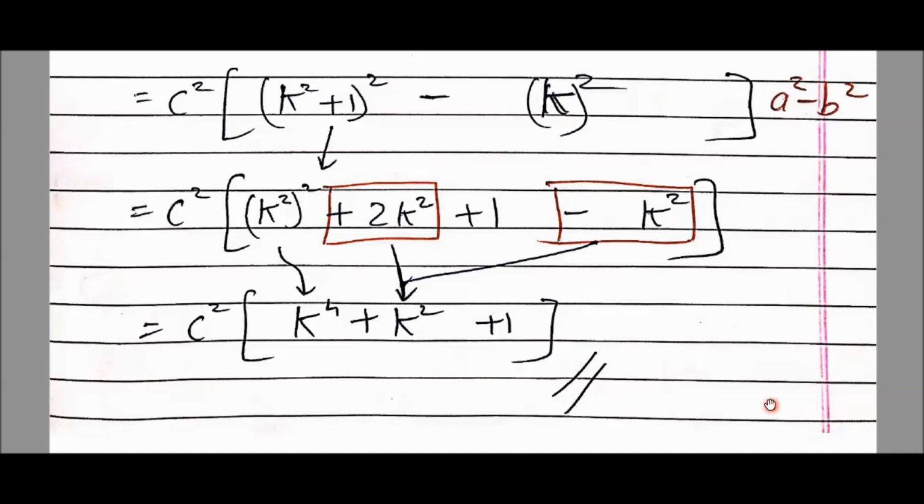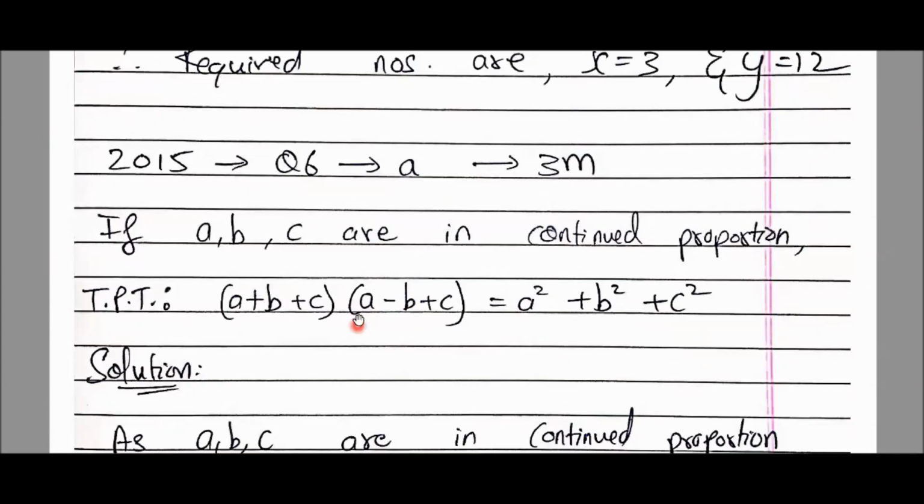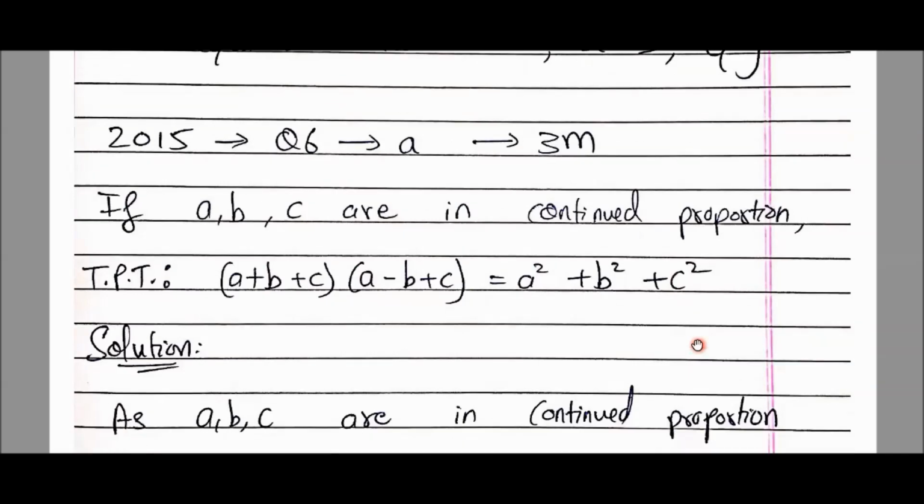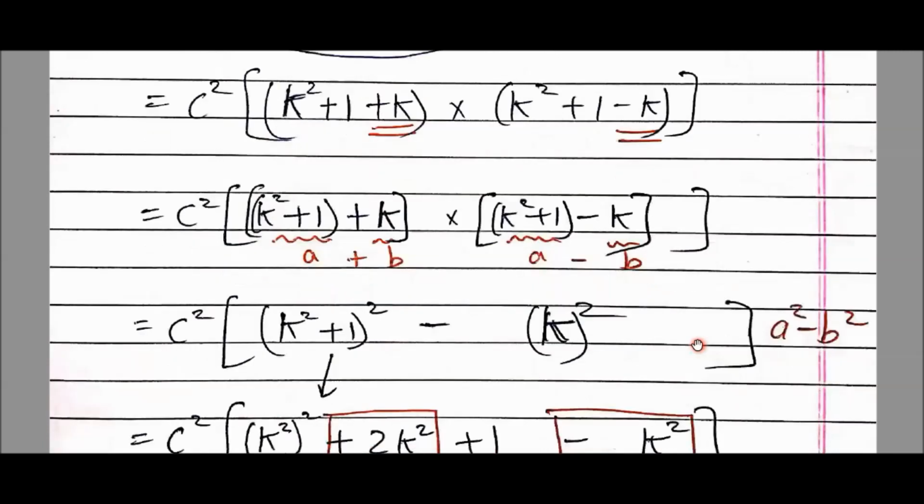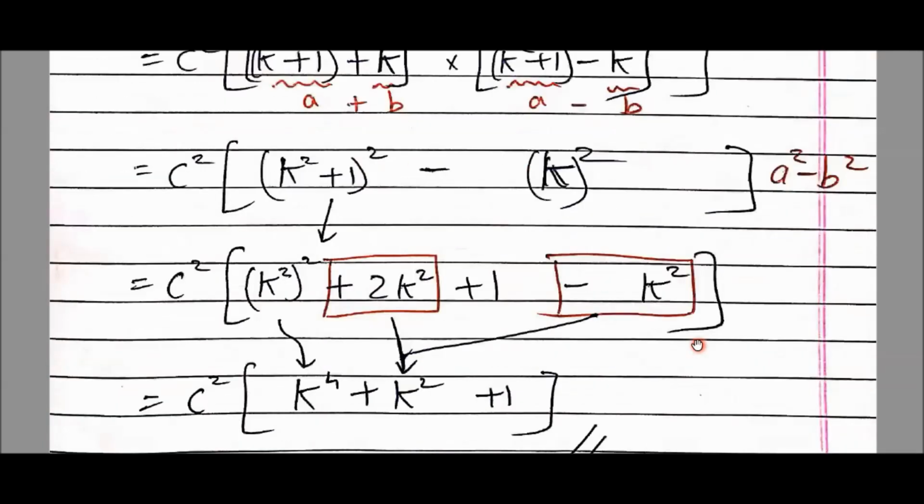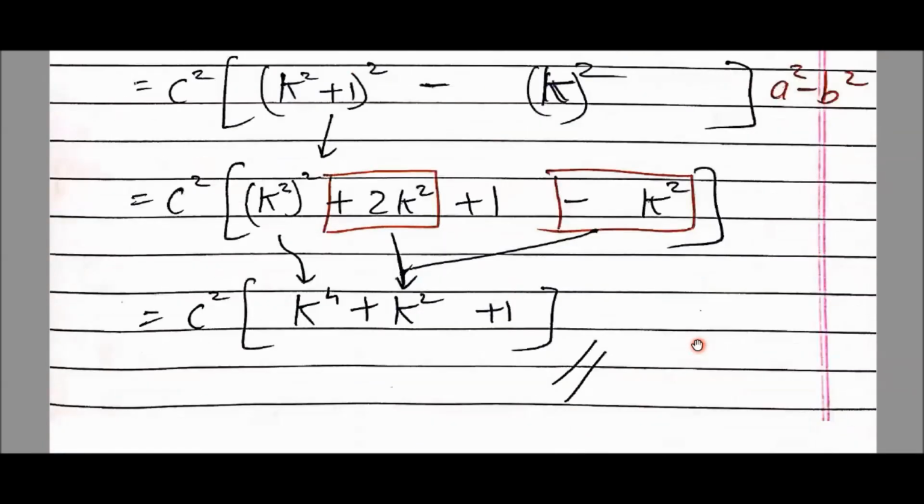right hand side. What was the right hand side? See, I got this answer by starting from the left hand side: A plus B multiplied by A plus B plus C multiplied by A minus B plus C. And our right hand side is something like this. So still right hand side is needed to be solved. Okay, students. So we got this answer. Now I'll move to right hand side.